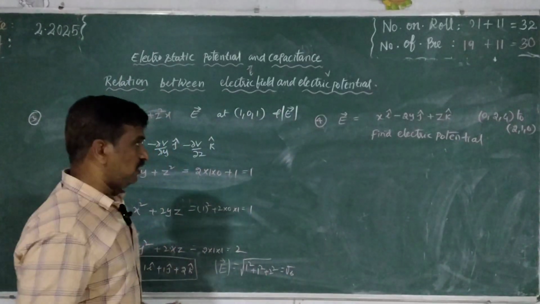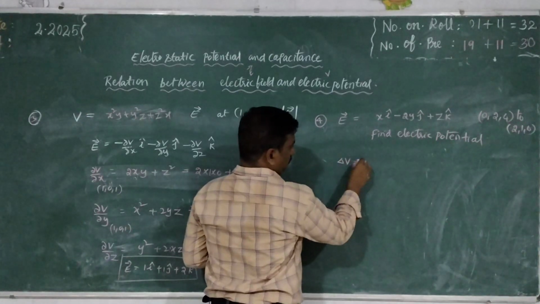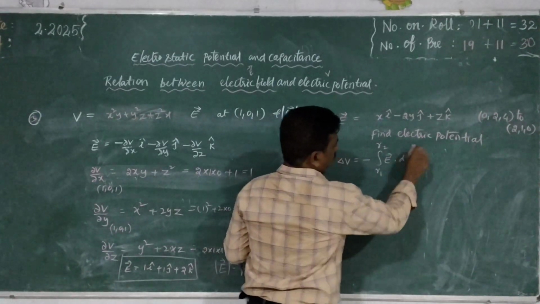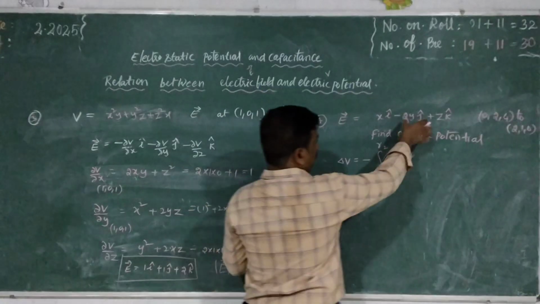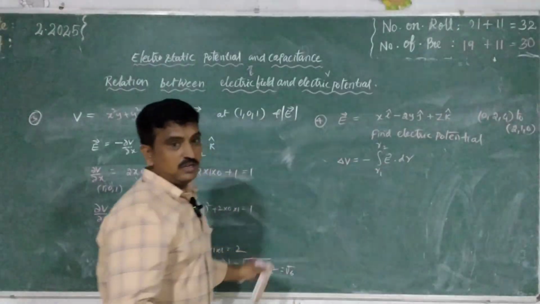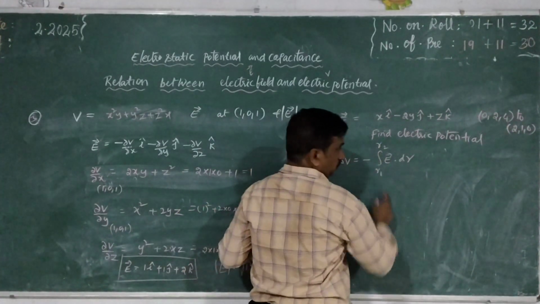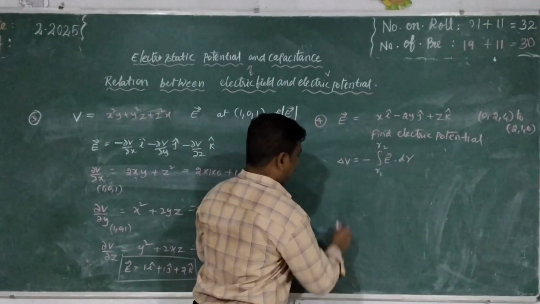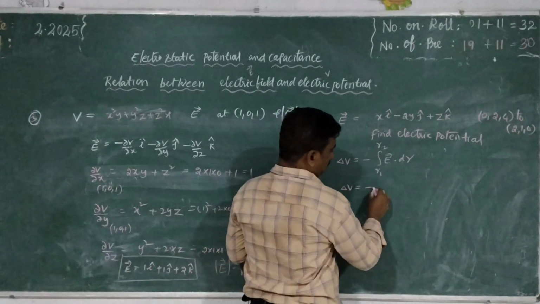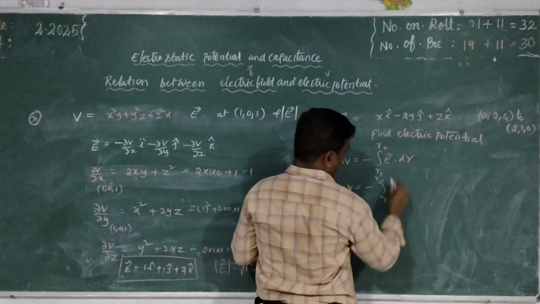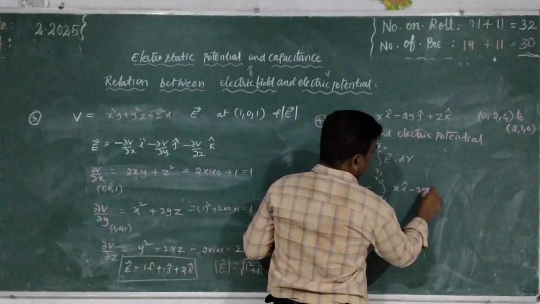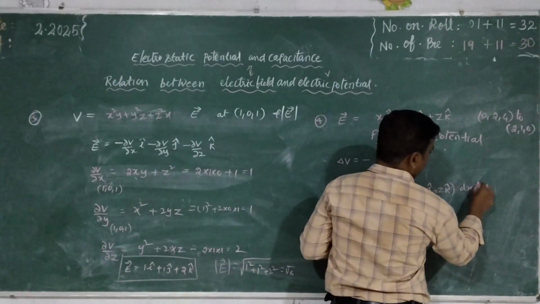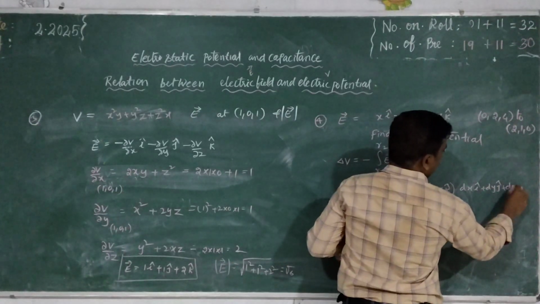To find the potential, what formula can we use here? We can use delta V equal to minus integral R1 to R2 E dot dr. E means this one. Dr means dx i, dy j, dz k. Here R1 to R2 means the points 0, 2, 4 and 2, 1, 0. We can write delta V equal to minus integral R1 to R2 of E, which is x i cap minus 2y j cap plus z k cap, into dr, which is dx i cap plus dy j cap plus dz k cap.